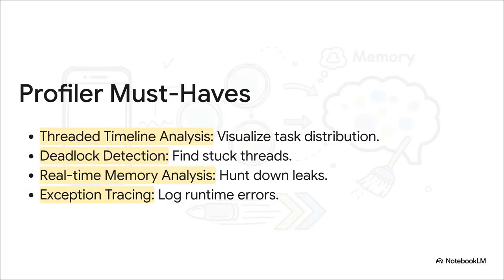And this is where a modern profiler, something like the Alcinoway Code Profiler, becomes your best friend. It gives you the tools you need to diagnose these exact problems. A threaded timeline shows you if your background work is actually running in parallel. Deadlock detection finds those threads that are stuck waiting on each other forever. Real-time memory analysis helps you hunt down those nasty leaks. It's the complete diagnostic kit you need to build truly high-performance apps.